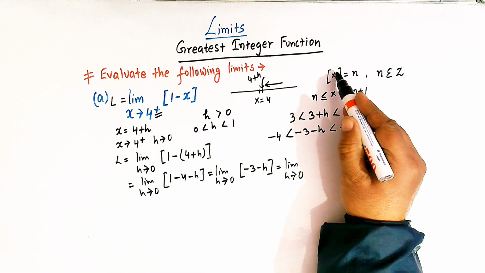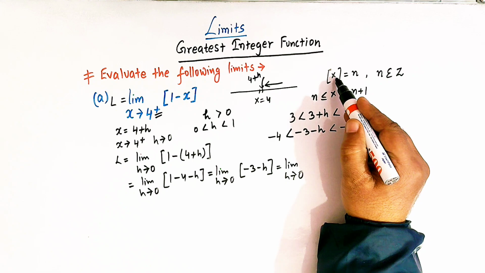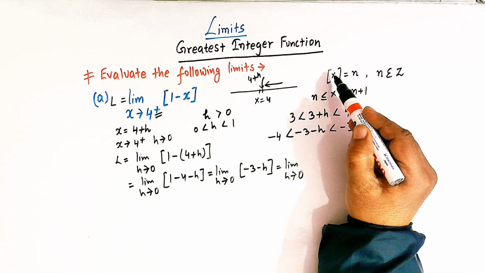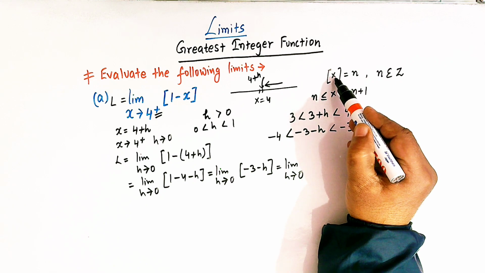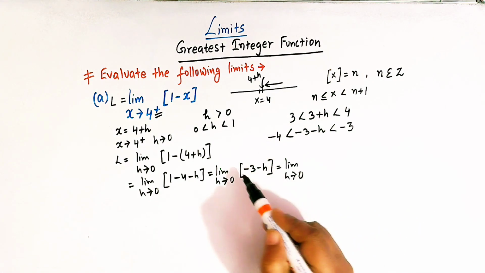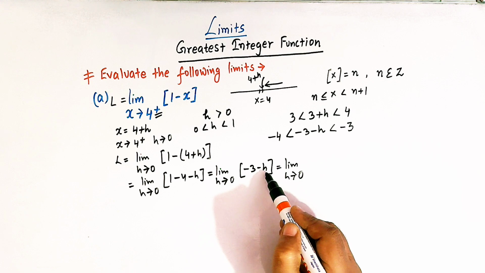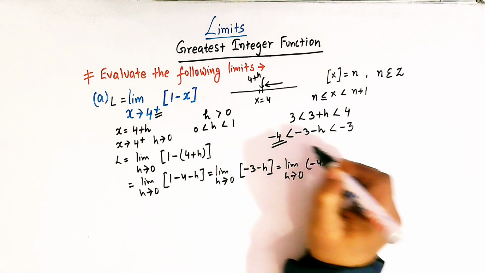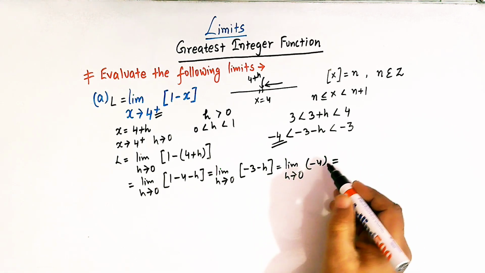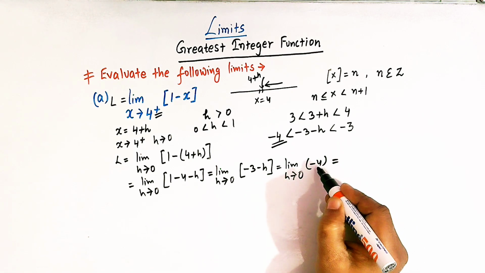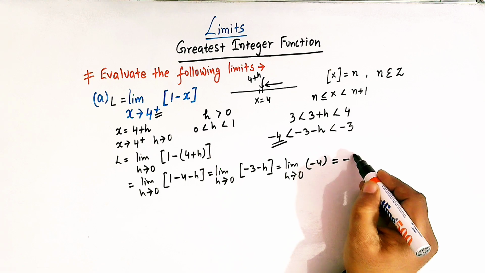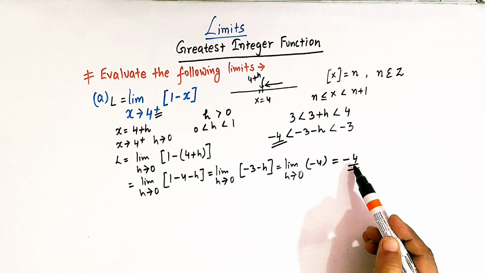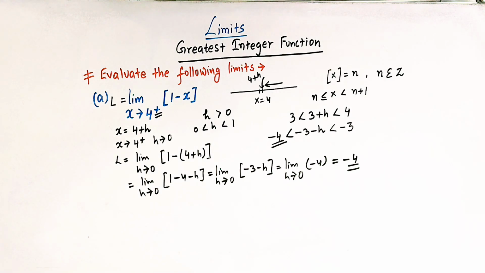The greatest integer function says that the bracket of x is equal to the greatest integer less than or equal to x. So here the greatest integer of minus 3 minus h is minus 4. Here we do not have any term containing h, so this is simply minus 4. So the value of this limit is negative 4.